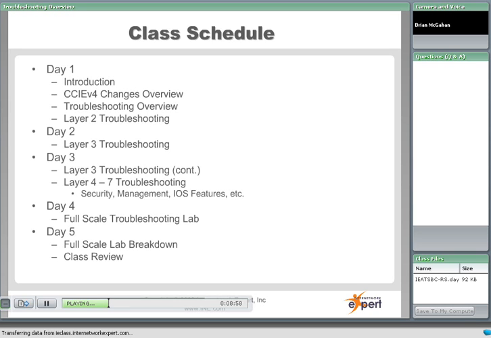Now, when we get to Thursday for day 4, this is where you guys are going to take over and be doing live troubleshooting examples, or exercises, I should say, on the command line.